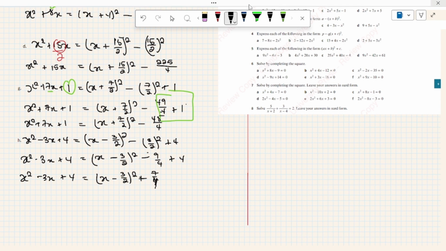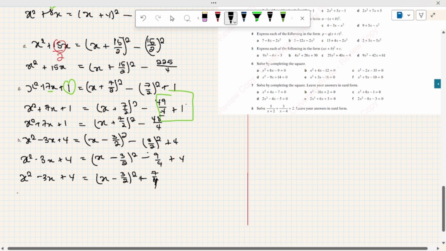Yeah, let me just write it neatly so that you can see much more clearly. x squared minus 3x plus 4 is equal to x minus 3 over 2 squared plus 7 over 4. So yeah, guys, basically that is it. There's nothing more difficult here. All these answers are correct.